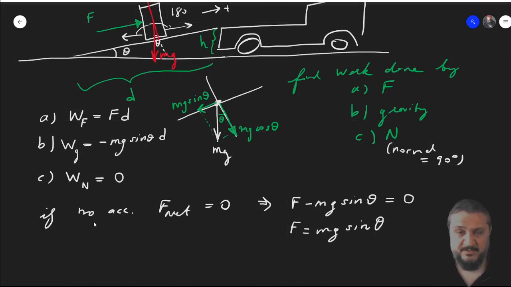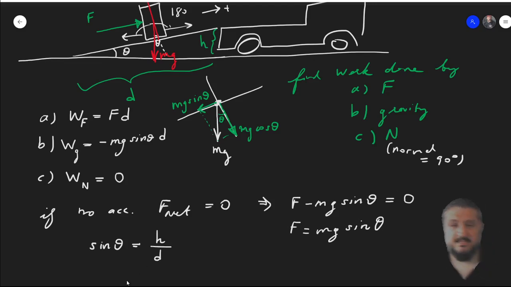Now, what is sine theta anyways? Look at the picture here. We have a right triangle. Use the definition of sine. Sine is side opposite over hypotenuse. That is h over d. Now, the work done by gravity is mg sine theta d. So sine theta appears there. And also in part A, the work done by me is F times d, but F is mg sine theta also. So sine theta appears in both parts A and B.